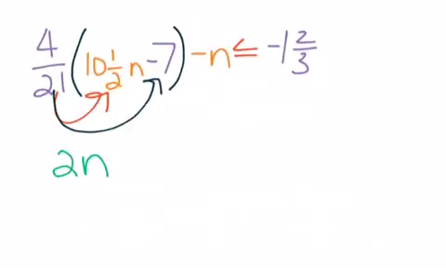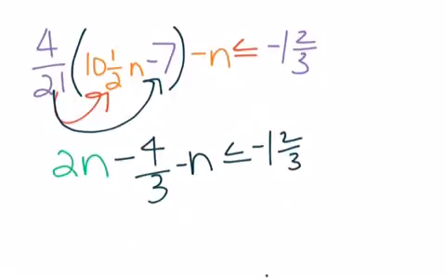4 over 21 times a negative 7 is going to give us a negative 4/3 minus n less than or equal to negative 1 2/3. Alright, so now I'm going to combine like terms on my left side. 2n minus 1n is going to give us n. So that is going to equal negative 4/3.